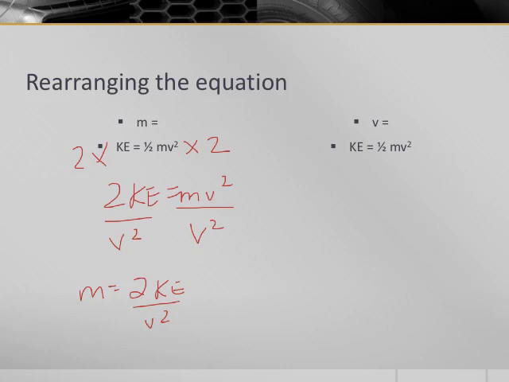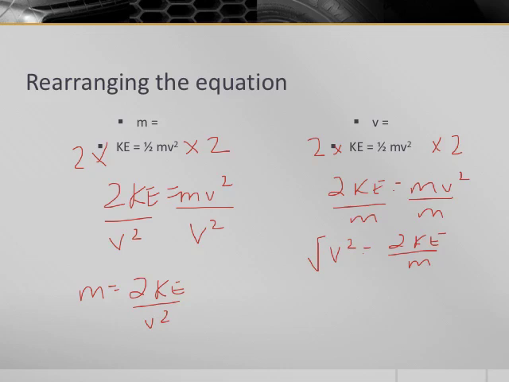All right. Rearranging for velocity starts out very similarly. We move the 1/2, so we multiply by 2. So you have 2 KE equals mv squared. And then we can get v squared by itself by moving m, and we'll have v squared is equal to 2 KE over m. But we don't want to know velocity squared, we just want to know velocity. So how do you undo a square? Hopefully you're saying square root.